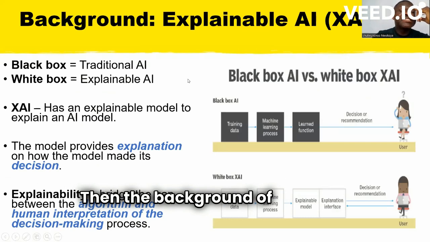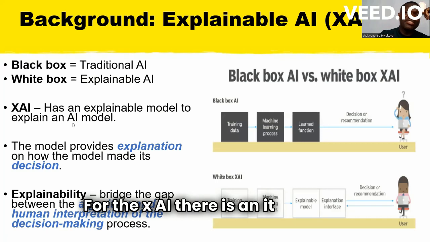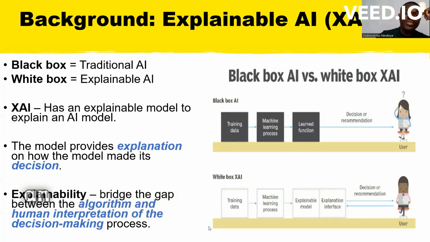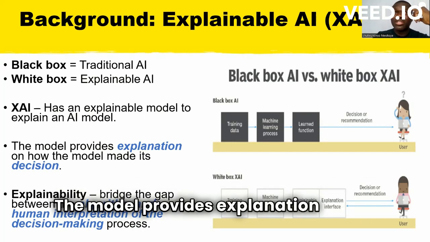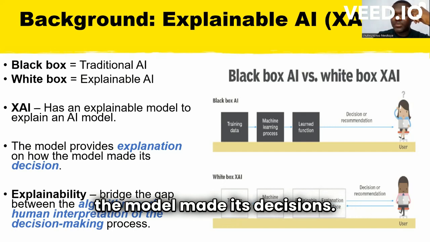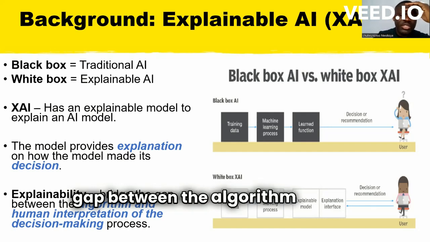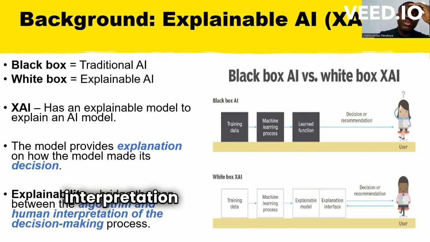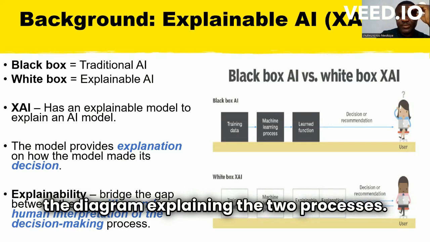Then the background of XAI. Basically, traditional artificial intelligence is called the black box, while explainable AI is called the white box. XAI includes an explainable model to explain the AI system. The model provides an explanation of how it made its decisions. Explainability also means bridging the gap between the algorithm and the human interpretation of the decision-making process. On the right-hand side is a diagram explaining the two processes.